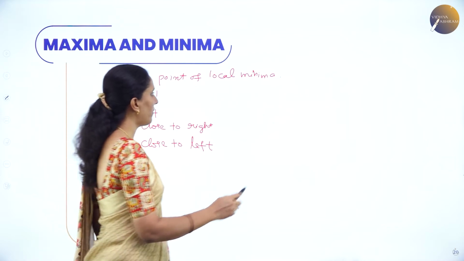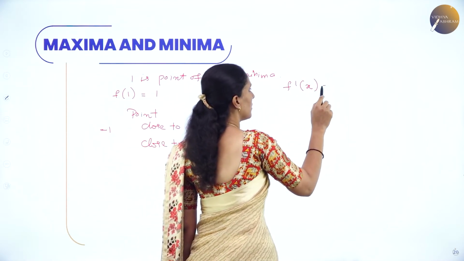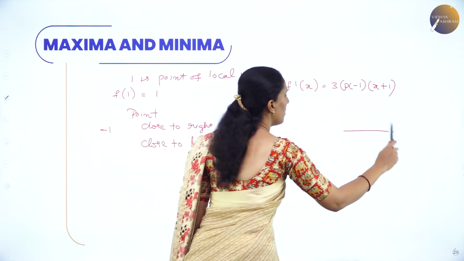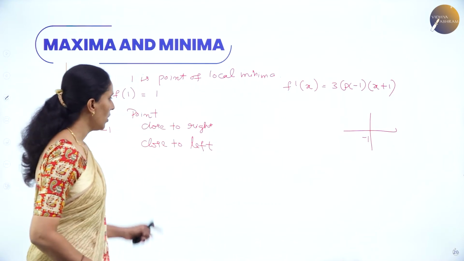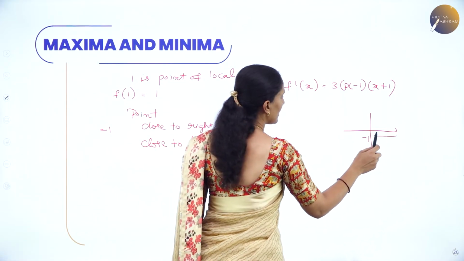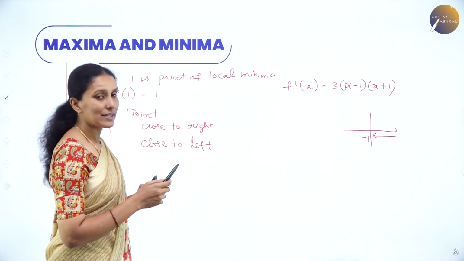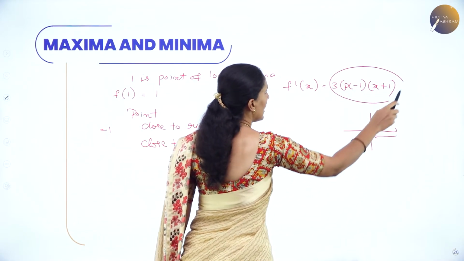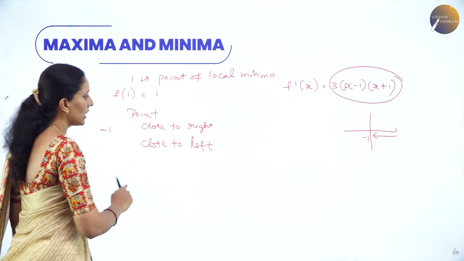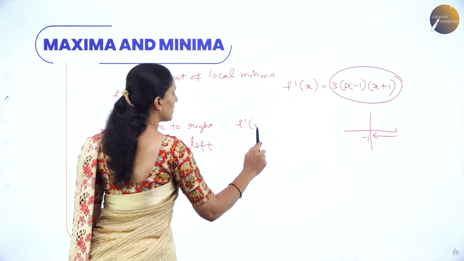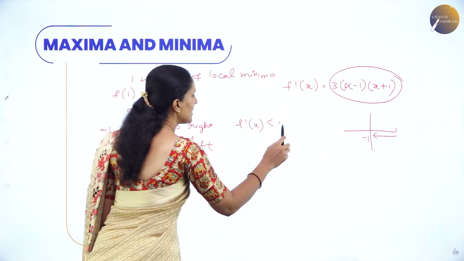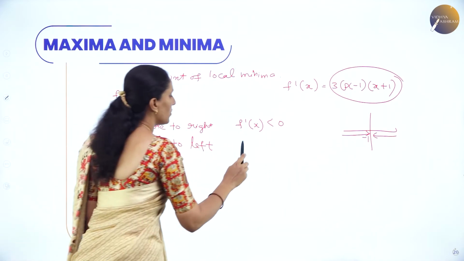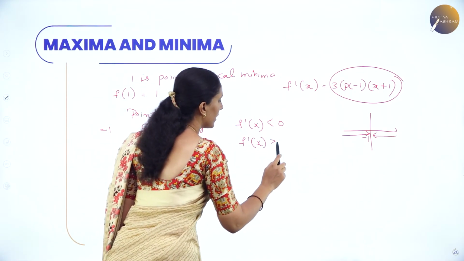So f dash of x is 3 into x minus 1 times x plus 1. If this is the point minus 1, when you go close towards the right, that is after minus 1, you can take minus 0.999 something or 0, 1 like that, towards the right the function is negative. That is, f dash of x is less than 0. Similarly, when you go close to the left, f dash of x is greater than 0.